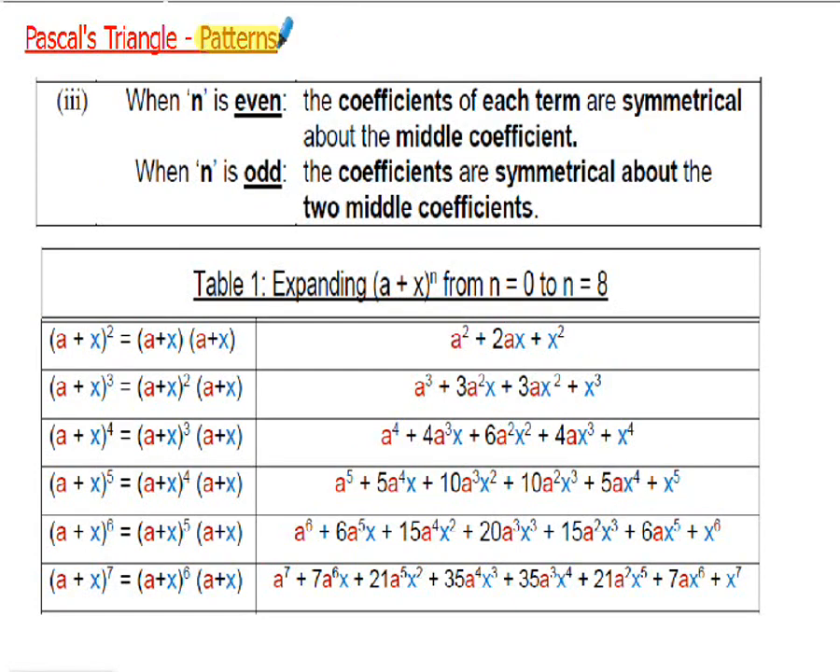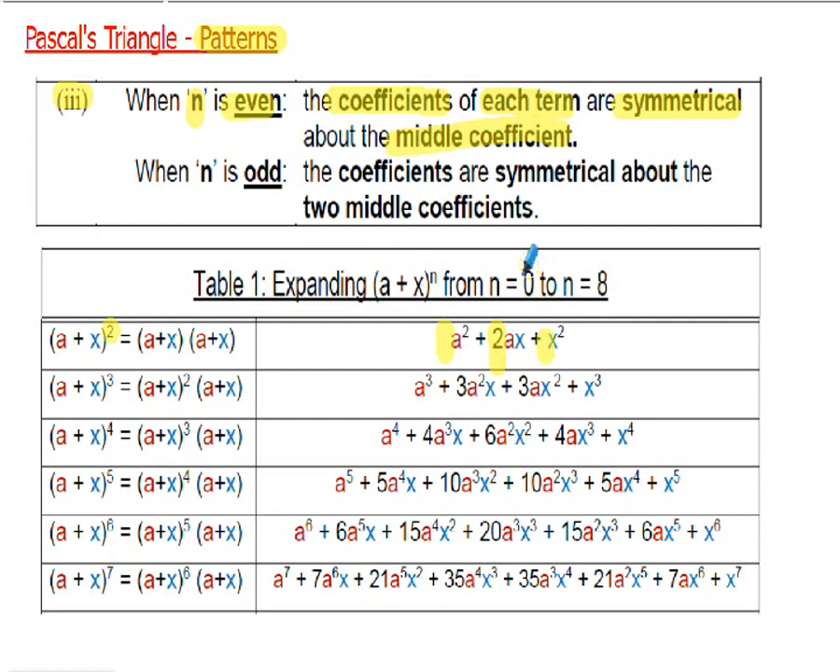Okay, looking at patterns again, pattern 3: we notice that when n, the power, is even, the coefficients of each of the terms are symmetrical about the middle coefficient. So let's take a squared, an even power. What we notice here is that the middle coefficient is 2, and adjacent to that we have a 1 for the a squared and a 1 for the x squared.